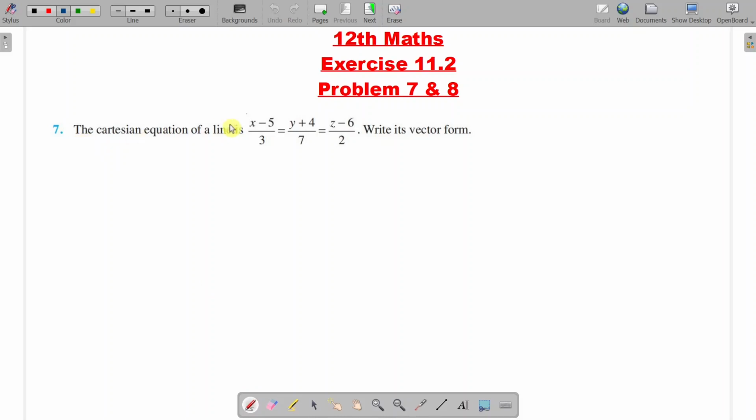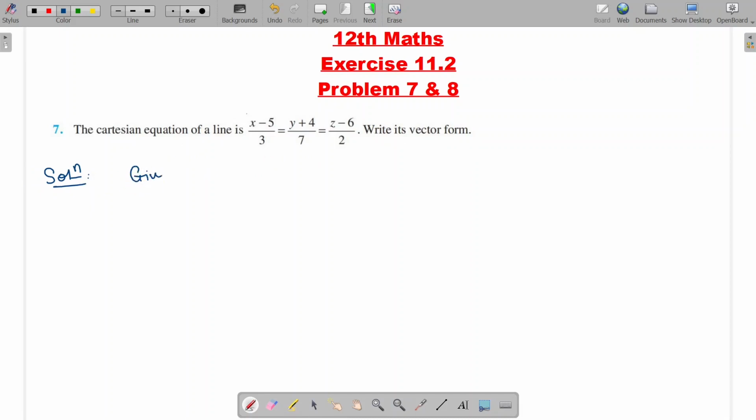Let us look at the seventh problem. The seventh problem is: the Cartesian equation of a line is (x minus 5) divided by 3 equal to (y plus 4) divided by 7 equal to (z minus 6) divided by 2. Write its vector form. Okay, so the Cartesian equation of a line is given to us. We have to write the vector form. So, solution.